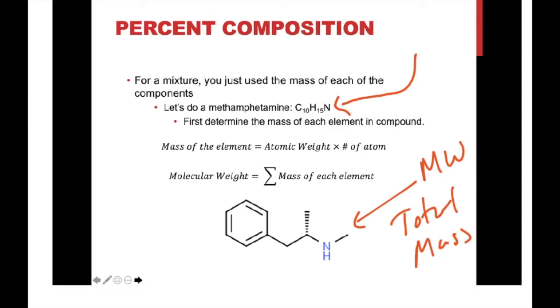All right, so we've got our formula C10H15N. To get the mass of each element, you need to take the atomic weight times the number of atoms. So let's go do some math. We look at carbon. Carbon has a molecular weight of 12. Now, is it really 12.01 yada yada? Sure, but we're just going to do this pretty easy here. So we're going to say it's 12 times 10. It's going to be 120.